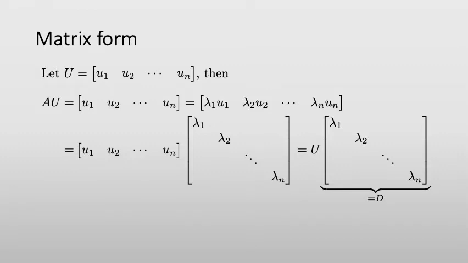Let's first look at the eigenvectors of A. Each eigenvector of A is a column vector. If they are put into a matrix U, then the multiplication of U by A from the left is equal to U times a diagonal matrix D. The matrix D consists of the eigenvalues, lambda 1, lambda 2, up to lambda n. Therefore, AU equals UD.